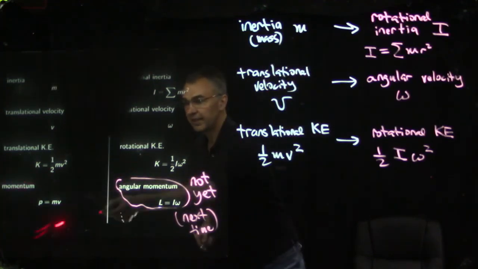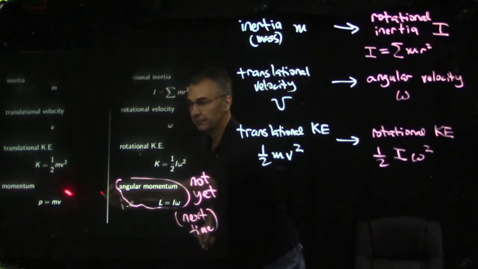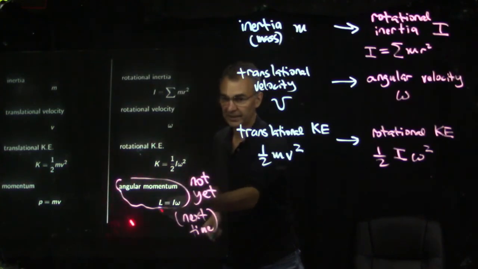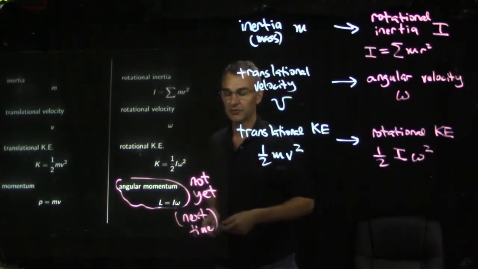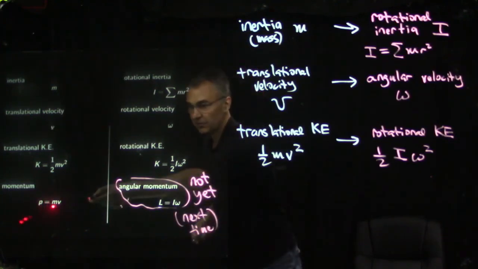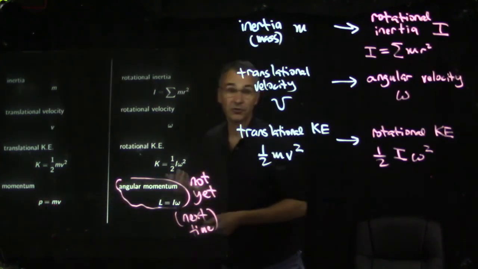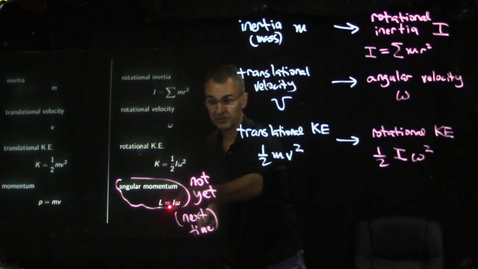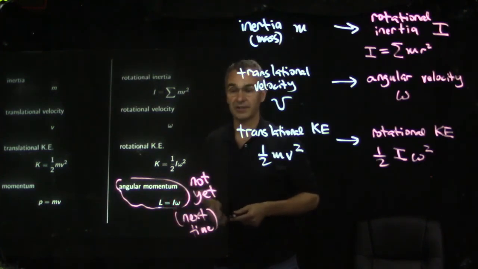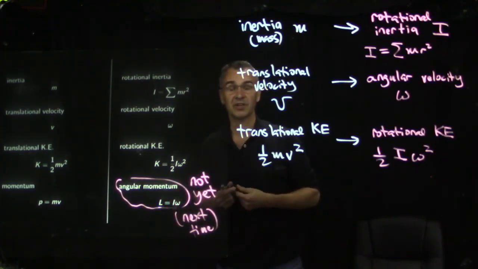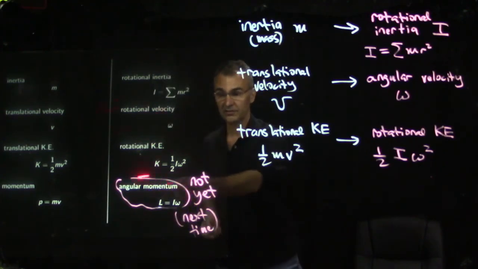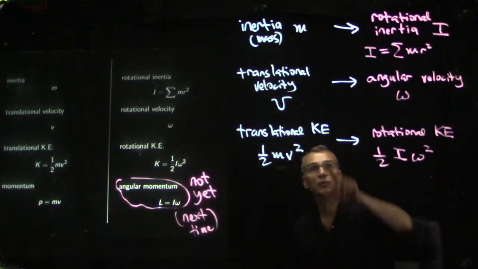There's also an analog to momentum. We had p equals m v. We're going to see next time, we're not going to do it yet, that there's angular momentum, L equals I omega. So this is mass times velocity, or inertia times velocity. This will be rotational inertia times angular velocity, but we've given you enough to digest for now. So we'll do this next time in the next video. We'll spend next class working with these new ideas.